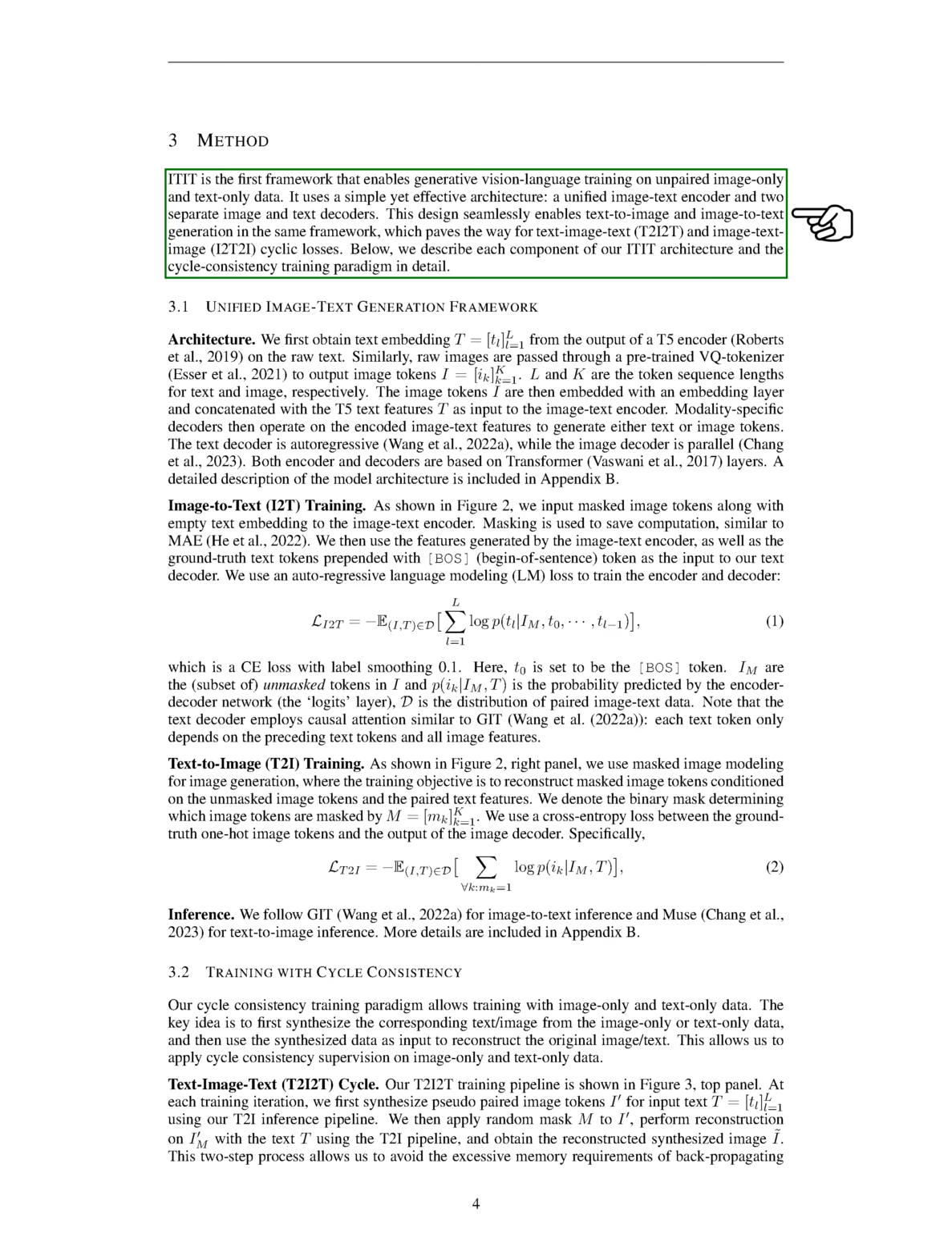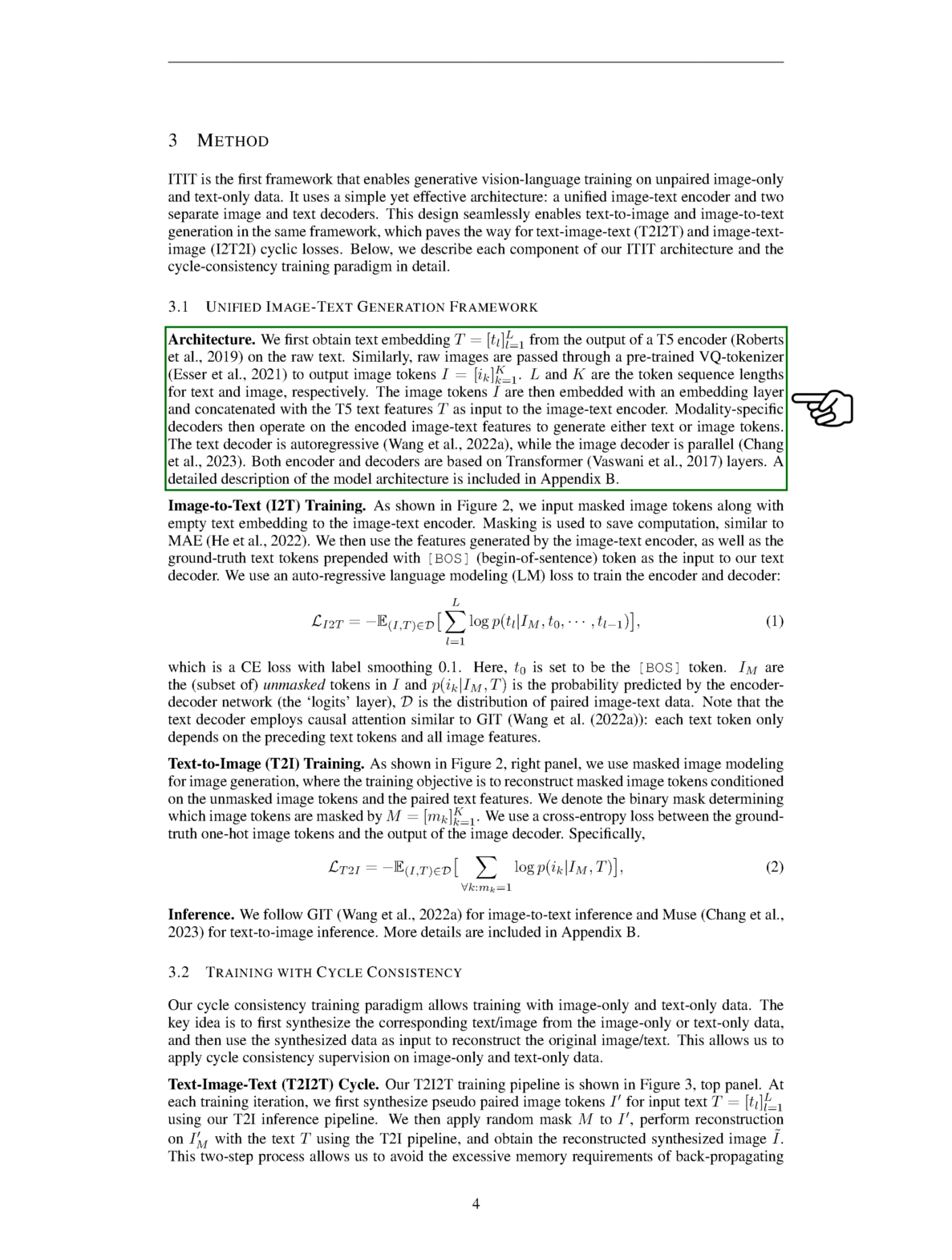Section Method. We've developed a novel framework, ITIT, which is the first of its kind to allow for generative vision language training on unpaired image-only and text-only data. This framework is built on a simple yet effective architecture that includes a unified image-text encoder and two separate decoders for images and text. This design allows for both text-to-image and image-to-text generation within the same framework, leading to the possibility of text-image-text, T2I2T, and image-text-image, I2T2I, cyclic losses. Let's delve into the details of each component of our ITIT architecture and the cycle consistency training paradigm.